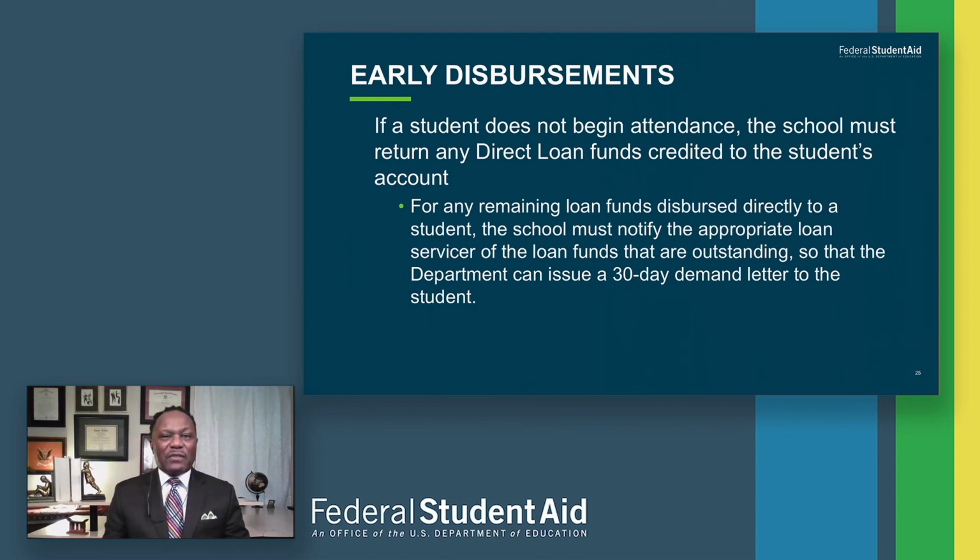If at the time you disburse direct loan funds prior to a term start the student does not begin attendance in any of their scheduled classes, the school must return any direct loan funds credited to the student's account. If there are any remaining funds disbursed directly to the student, the school must notify the appropriate loan servicer of the outstanding loan funds so a 30-day demand letter can be sent to the student. In this case, note that the student does not get to repay the loan in accordance with the terms and conditions of the loan.